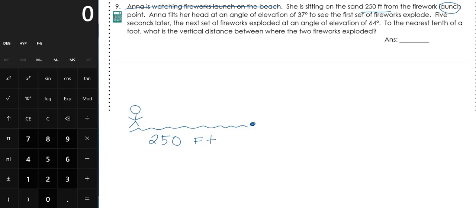Now let's keep going. Anna tilts her head at an angle of elevation of 37 degrees to see the first set of fireworks explode. So the fireworks are going to go straight up. When they explode, here's my wonderful visual. She would have had to tilt her head up at an angle of elevation. That means you're going up from the horizontal line. So going up, she's tilting her head 37 degrees.